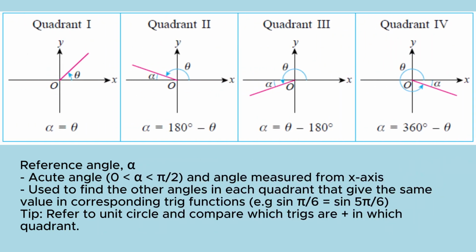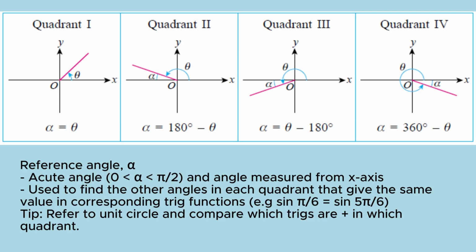Now let's take a look at reference angle. First of all, the reference angle is denoted by alpha and is between 0 and half a pi, or in degrees 0 to 90 degrees, and this angle is measured from the x-axis.